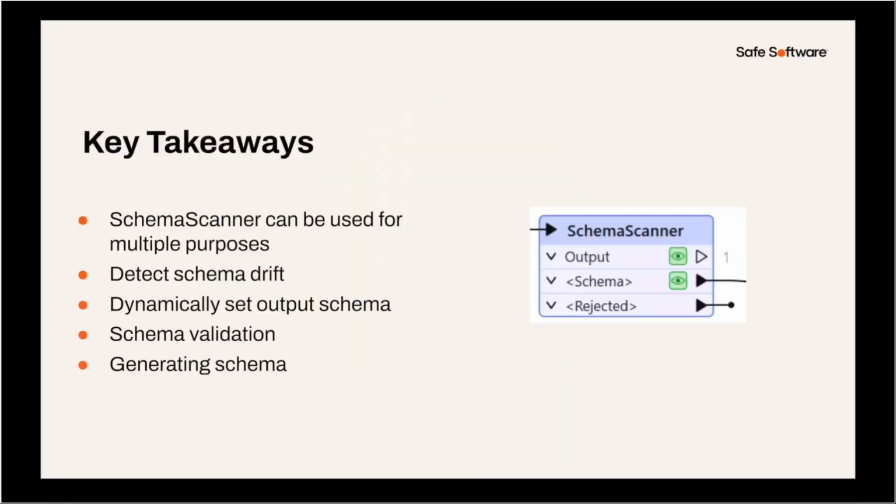So just to wrap up, I showed that the SchemaScanner can be used for multiple purposes, including detecting schema drift and dynamically setting output schema based on incoming data. It can also be used for things like schema validation and generating schema. So I will now pass things off to Mark.